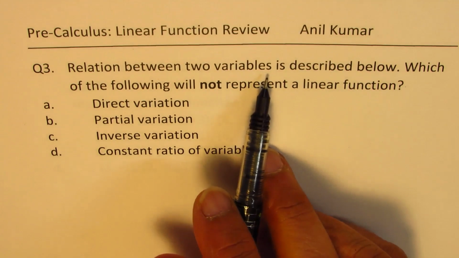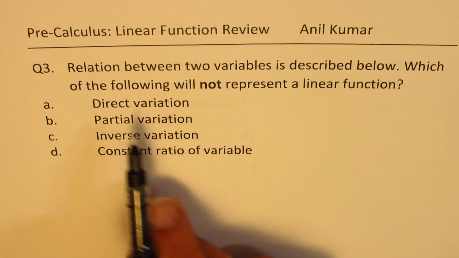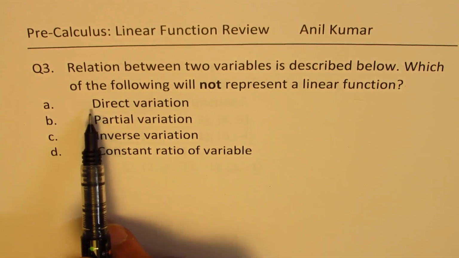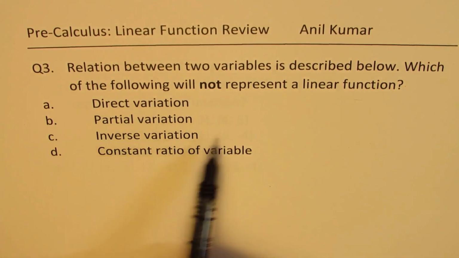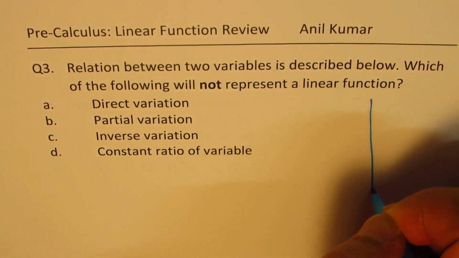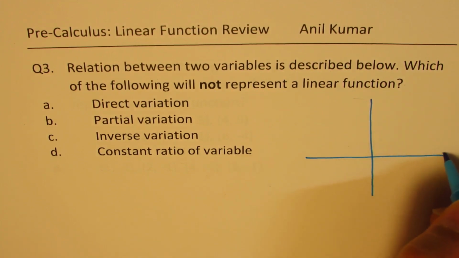Relation between two variables is described below. Which of the following will not represent a linear function? Direct variation, partial variation, inverse variation, constant ratio of variables. Now, very important question. Let's try to understand the concept once again.